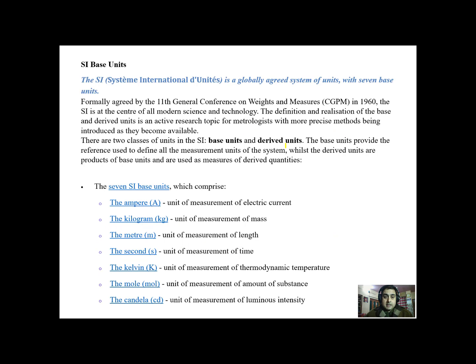And when we say 10 meters, we multiply that meter 10 times so that we get 10 meters of length. As you already know, you must be acquainted with all these 7 SI units: the ampere, kilogram, meter, second, Kelvin, mole, candela. Not necessarily all of them, but most of them you're going to use in your forestry. These are SI base units, which were formally agreed at the Conference on Weights and Measures in 1960.